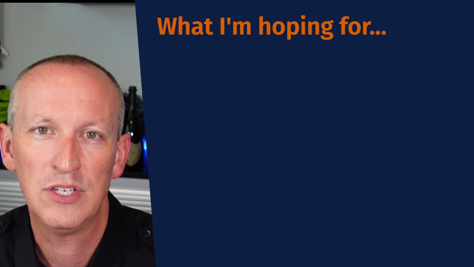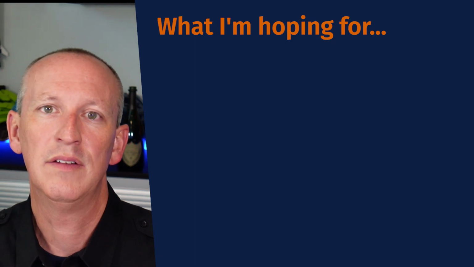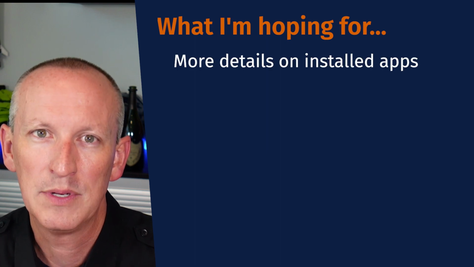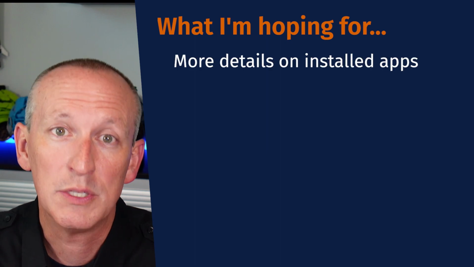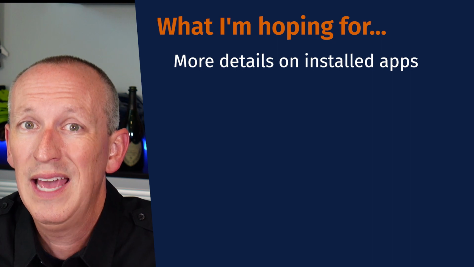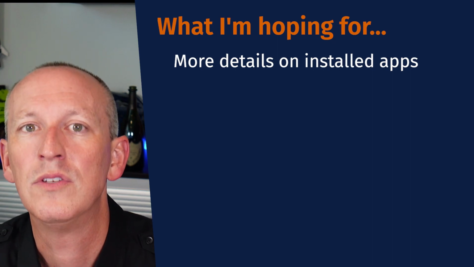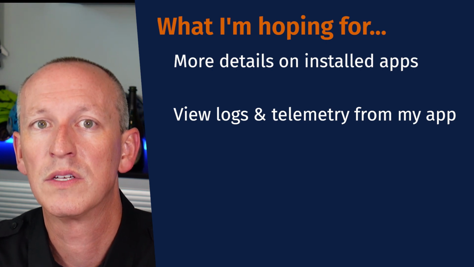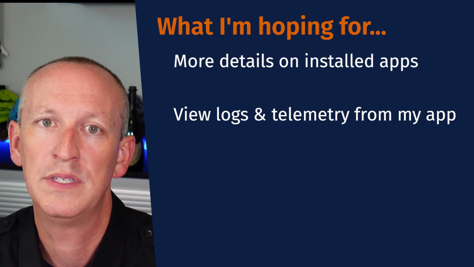What am I hoping that we see? What I'm hoping that we see in the future is more detail on the apps that are in my app catalog, as well as details in the app installation. So for example, from the app catalog, I'd like to see a list of all the sites where the app is installed, some analytics and telemetry about the app, like how often it's being used and by how many users. As a developer, I'd love to have the ability to write logs from my app and be able to see these logs from the app catalog in the admin center.